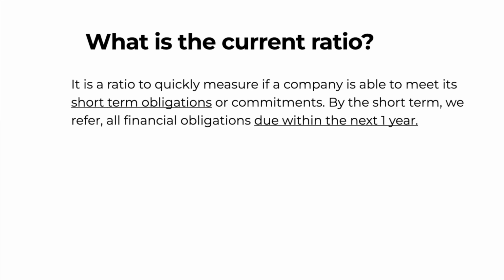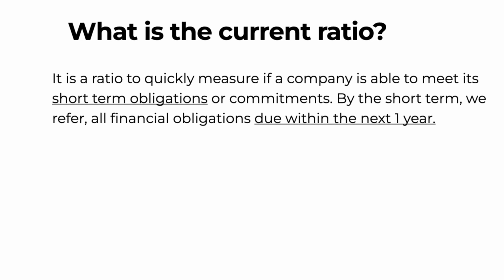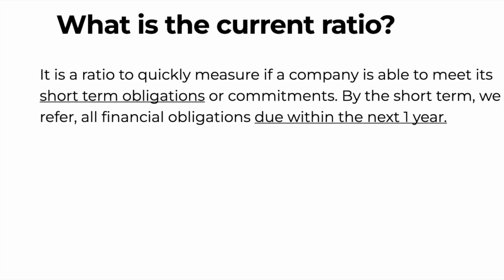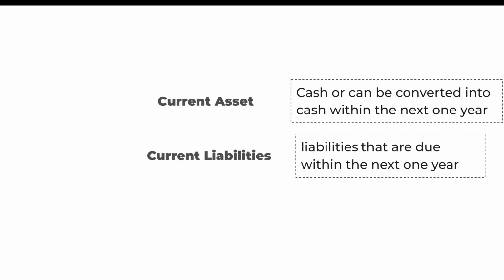It is obvious that the company can only use that part of the assets for this purpose which is already in the form of cash or can be converted into cash within the next 1 year. Such assets are called current assets. Likewise, all the liabilities that are due within the next 1 year are called current liabilities. Once we divide the current asset by the current liabilities, we get the current ratio. Simply put, we are trying to see if the company has enough short-term assets, that is current assets, to meet its short-term obligations, that is current liabilities.